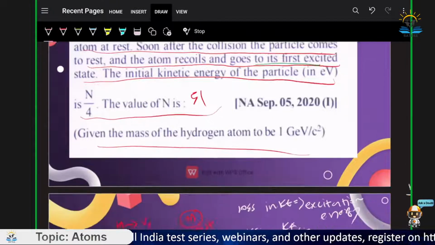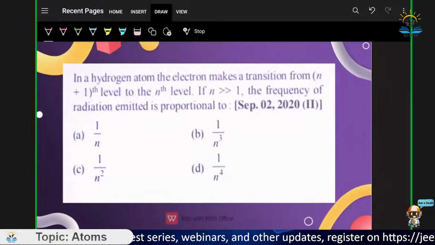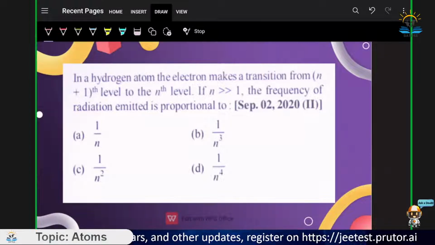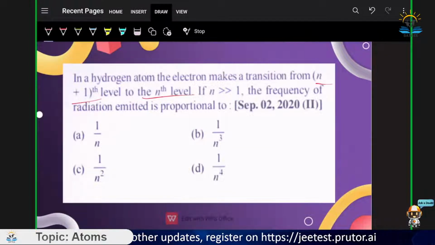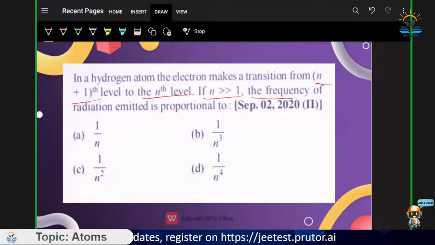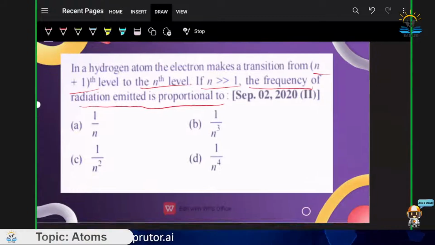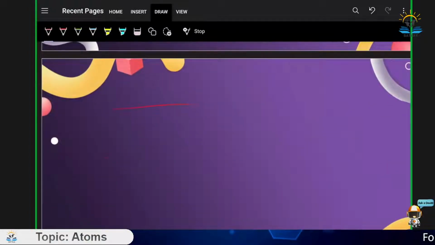Easy. Okay. This is our next question. In a hydrogen atom, the electron makes a transition from the n plus 1th level to the nth level. If n is very much greater than 1, the frequency of radiation emitted is proportional to what? Again, a very simple question, right? What's really happening here? The electron jumps from the n plus 1th level to the n level, and we have to find the frequency.